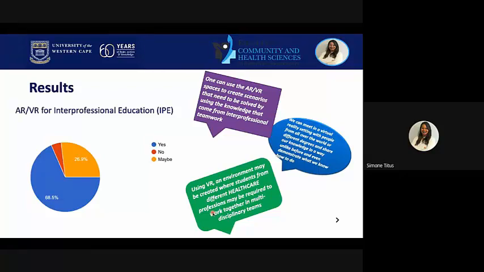Some of the responses indicate that one student was saying that one can use AR or VR spaces to create scenarios that can be solved by using knowledge that comes from interprofessional teamwork. Now, this speaks to interprofessional core competencies as published by the World Health Organization.